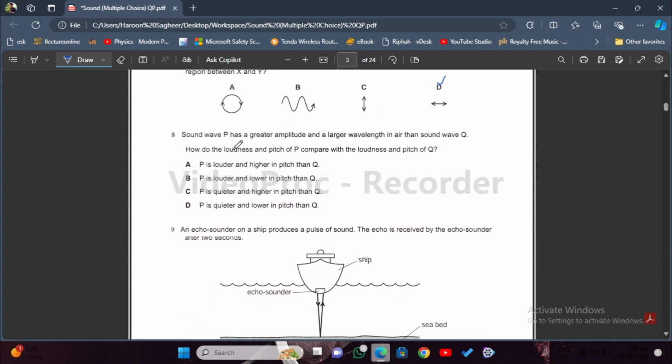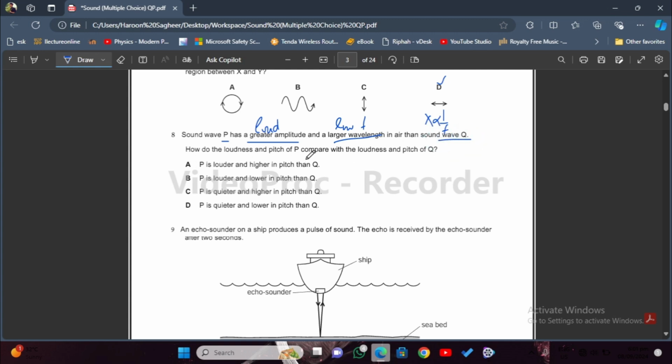Alright, question number 8. Sound wave P has a greater amplitude, which means it's loud, and a larger wavelength. That would mean low frequency, because wavelength and frequency are inversely proportional. So if a wave has a larger wavelength, the frequency would be lower in air than sound wave Q.